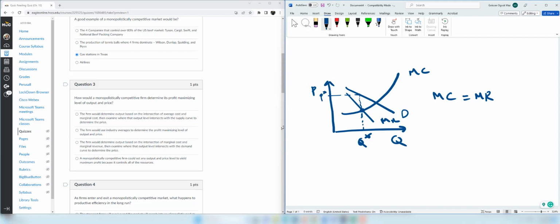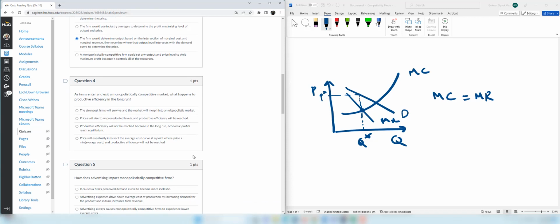So let's find out the right answer for question 3. The firm would determine output based on the intersection of average cost and marginal cost. This is not correct. The firm would use industry averages to determine the profit maximizing level of output and price. That's not correct. The firm would determine output based on the intersection of marginal cost and marginal revenue. This is the correct one. Then examine where that output level intersects with the demand curve to determine the price.